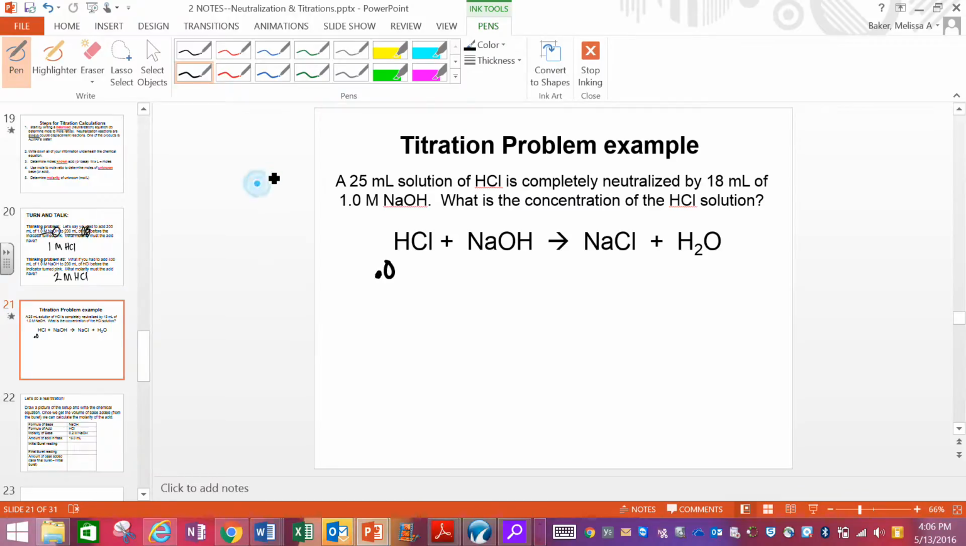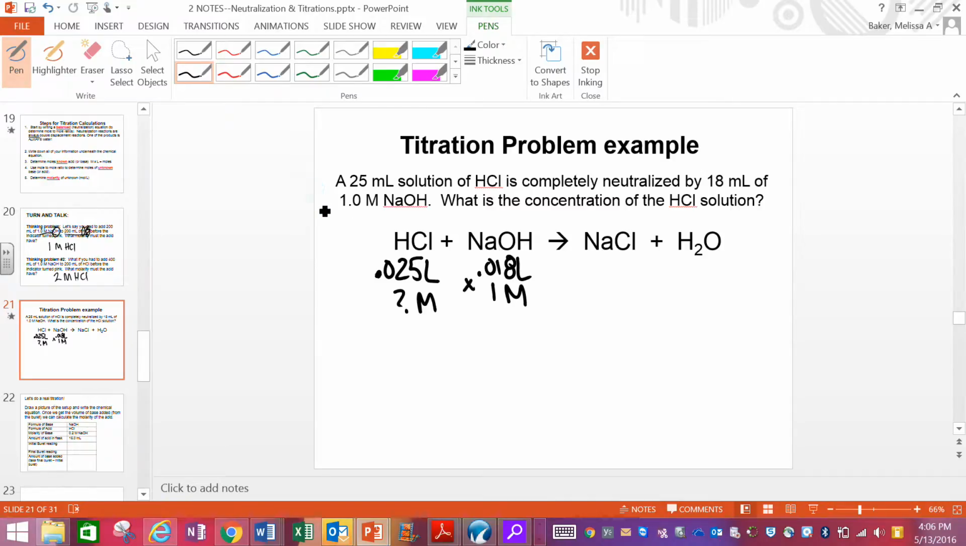We've got 0.025 liter solution of HCl. Okay? We've got 0.018 liters of this base, and it has a concentration of 1 molar. The mystery here is we don't know the concentration of the acid, but we know how much base we had to add. So we can do some math here and figure out what that mystery concentration is.